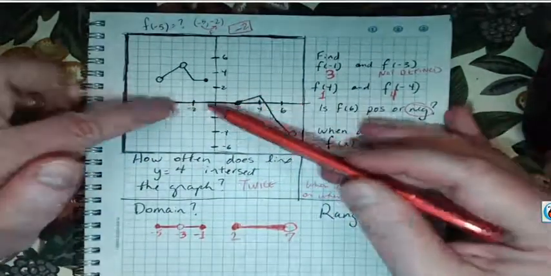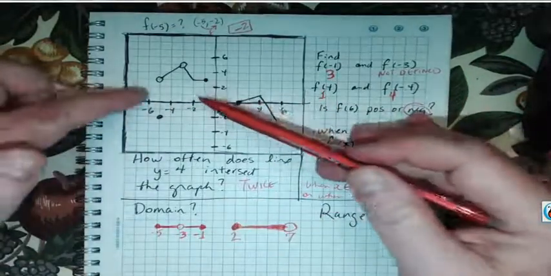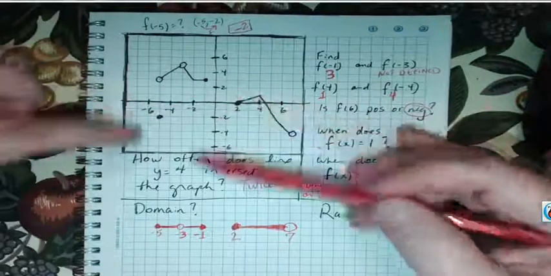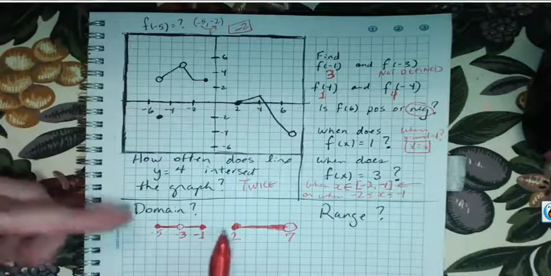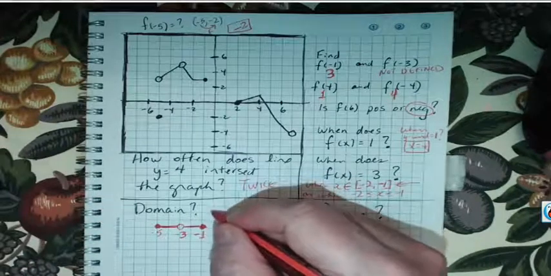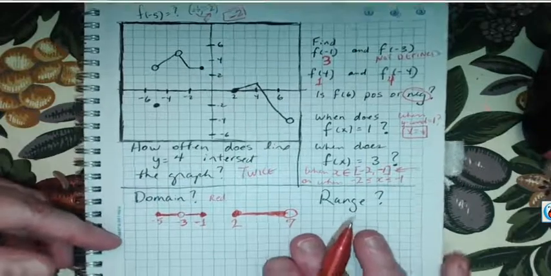I'm using the x-axis like a number line to try and measure how wide this thing is, and I have to leave out any gaps. So that's what x values are allowed, everything in red. But we will be required to write that in interval form.